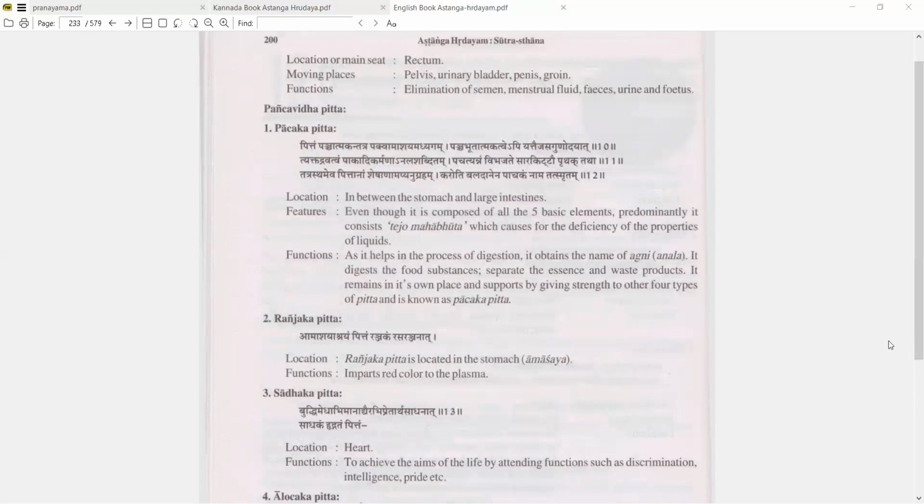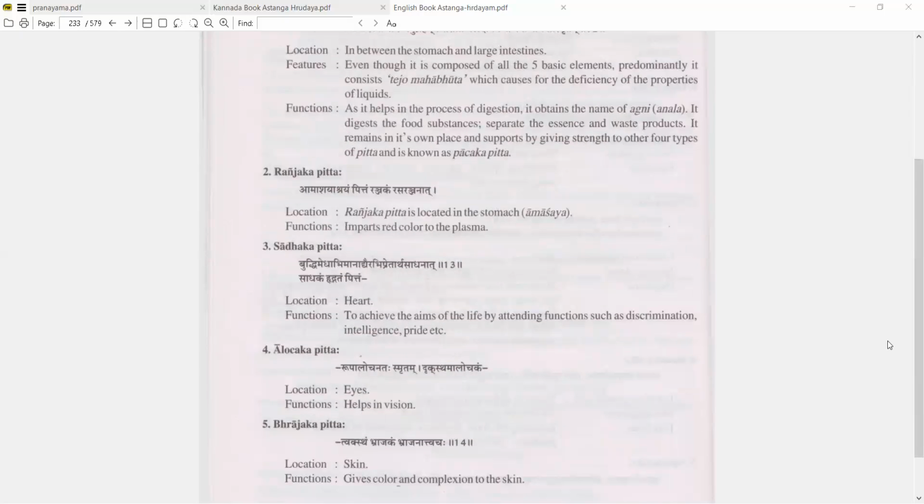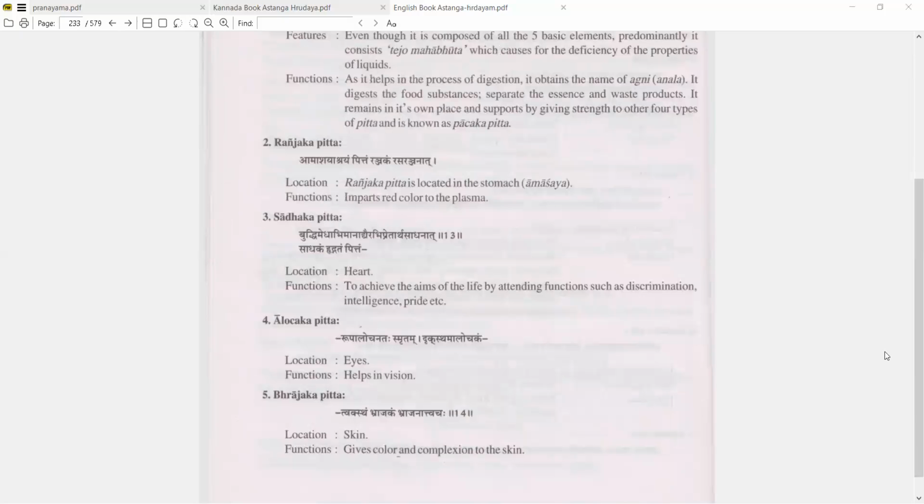Ranjaka Pitta is located in the stomach, that is Amashaya. Its function is to impart red color to the plasma. Sadhaka Pitta is located in the heart. It helps to achieve the aims of life by attending functions such as discrimination, intelligence, pride, etc. Alochaka Pitta is located in the eyes. It helps in vision. Bhrajaka Pitta is located in the skin and it helps to give color and complexion to the skin.